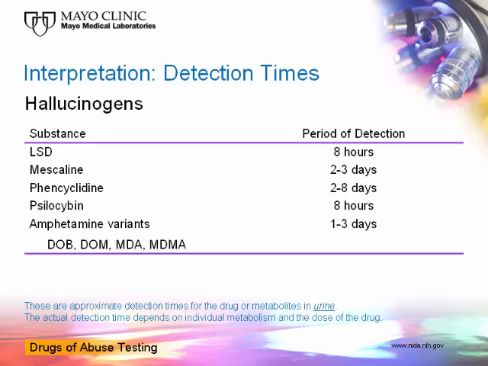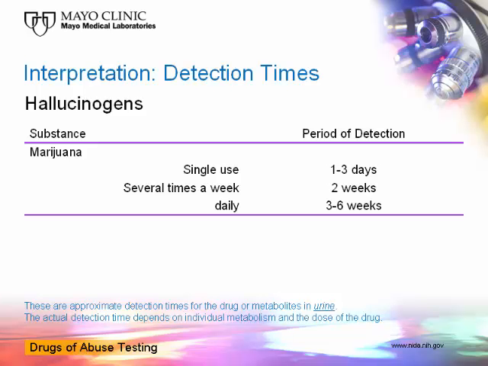Now, if you look at the hallucinogen drugs, LSD, for example, can be detected for 8 hours. Again, a very short half-life. Mescaline, PCP, and psilocybin, or magic mushrooms, can be detected for varying periods of time as well. Now, you'll also notice that I have the amphetamine variants here, listing again MDA and MDMA. The reason it's been listed twice is not because the half-life or the detection window is different, but because those drugs also have hallucinogenic properties.